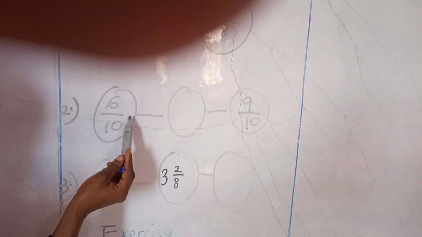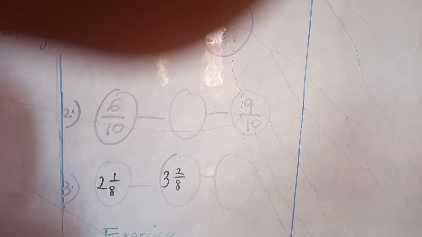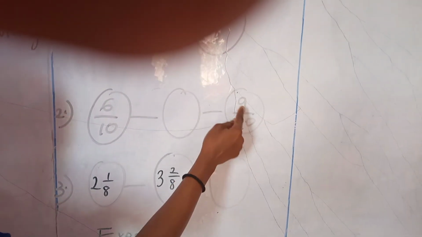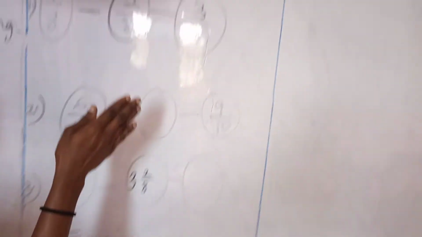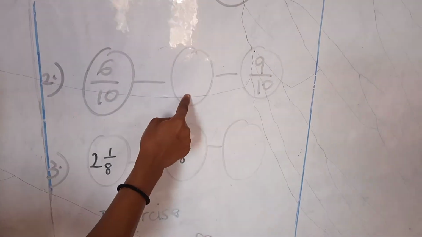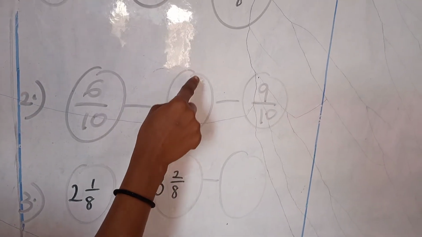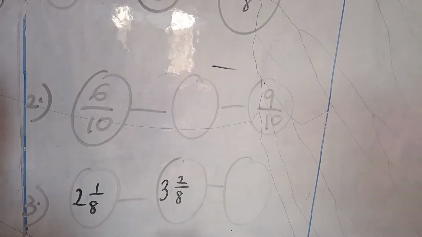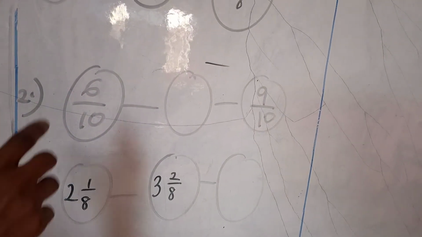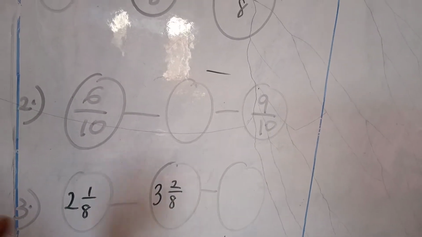We have 6/10. The second circle, there is no answer there. Then the third circle, we are having 9/10. This is what we are going to do. For us to get the answer for the circle at the middle, we are going to do subtraction. We are going to subtract the small fraction out of the big fraction.